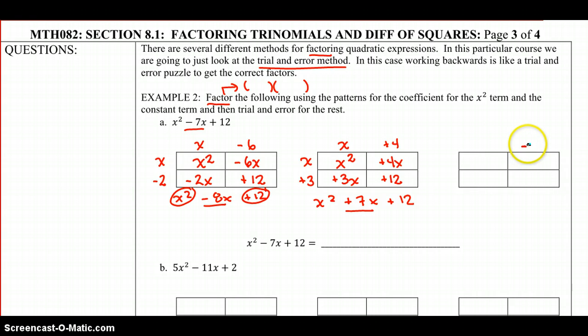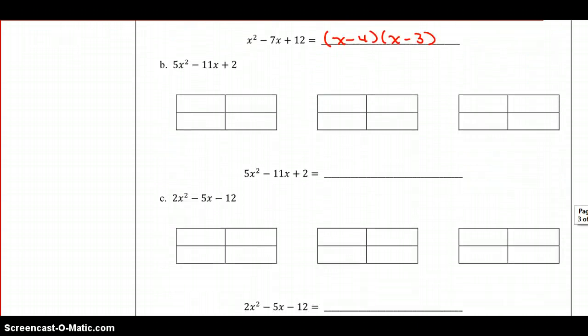Okay, so let's try, instead of a positive 4 and a positive 3, a negative times a negative will also give us a positive here. So x times x is x squared, negative 4 times x, negative 4x, negative 3 times x, negative 3x. And now when we collect like terms, we're going to get x squared minus 7x plus 12, okay, which is exactly what we want to have happen. Okay, so this expression factors as x minus 4 times the quantity x minus 3. Alright.